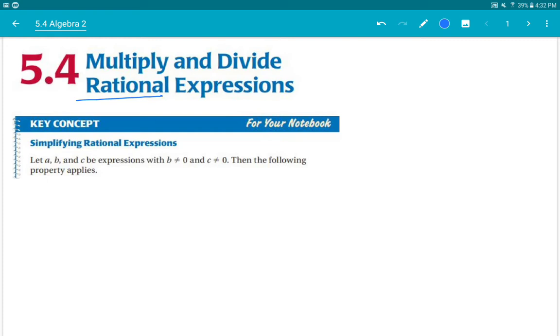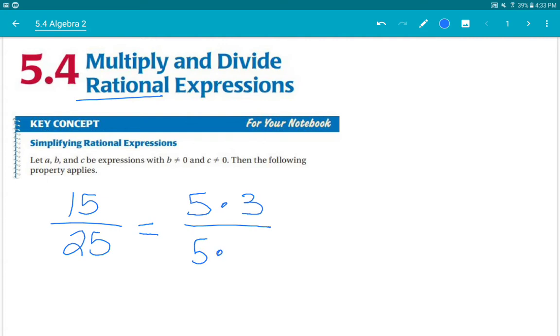So really quickly, just to give you an idea of what we're going to be doing, let's say we have 15 over 25. I'm sure a lot of you are saying that this fraction can be simplified, and a lot of you probably say it simplifies to 3 over 5. How we get to 3 over 5 is by factoring the numerator into 5 times 3, and by factoring the denominator into 5 times 5.